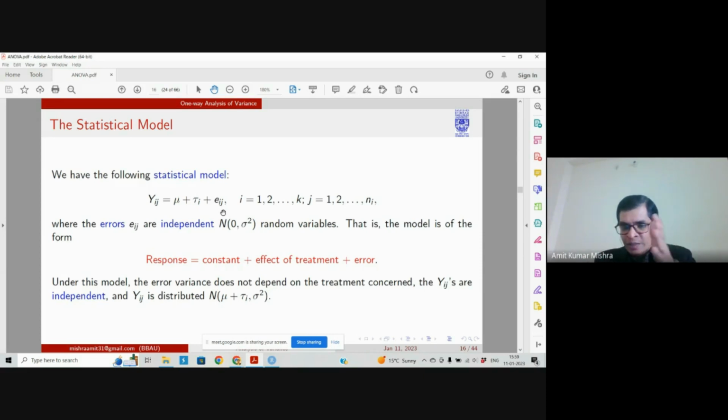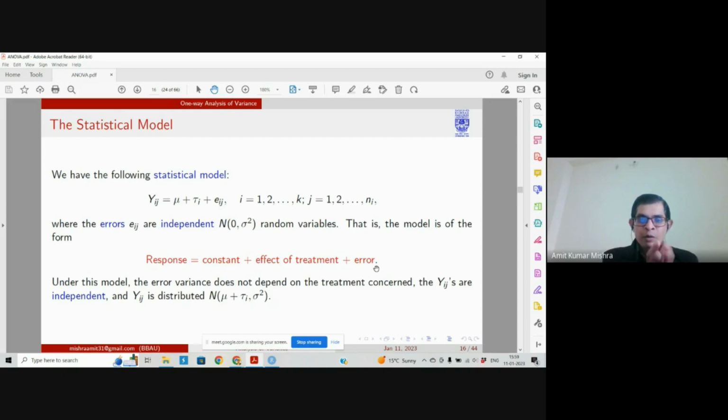So there are three things. Mu means there will be some pulse rate, plus there will be some effect of the sales department, plus there will be some variation from individual person to individual person. Now these errors, we assume that they are normal with variance sigma square. So in simple manner, you can say that your response is a constant plus the effect of the treatment plus some error.